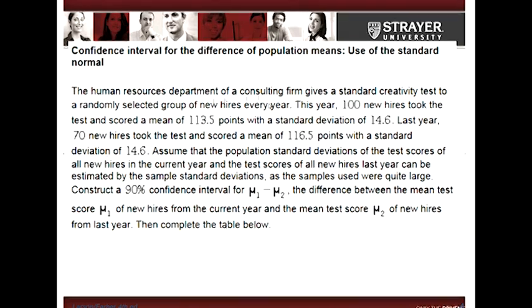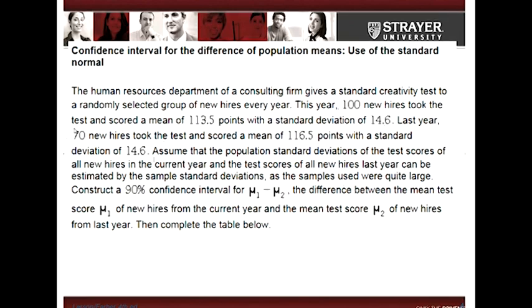So here we have the Human Resources Department of a consulting firm gives a standard creativity test to a randomly selected group of new hires every year. Our first sentence is just fluff. This year, 100 new hires took the test and scored a mean of 113.5 points, with a standard deviation of 14.6. Last year, 70 new hires took the test and scored a mean of 116.5, standard deviation of 14.6. Assume that the population standard deviations can be estimated by the sample standard deviations, as the samples used were quite large. Quite large means generally 30 or more.